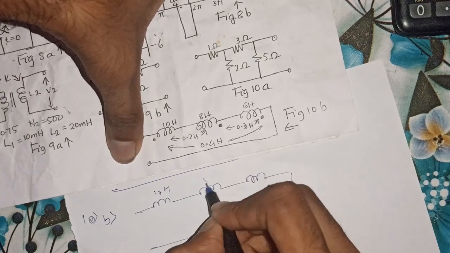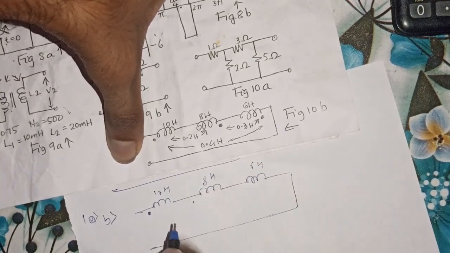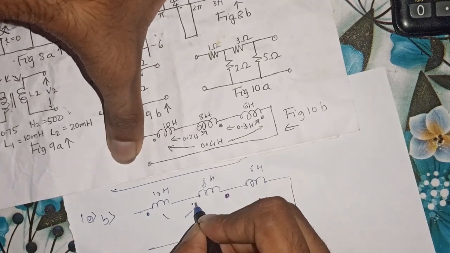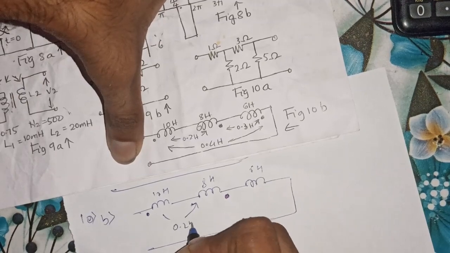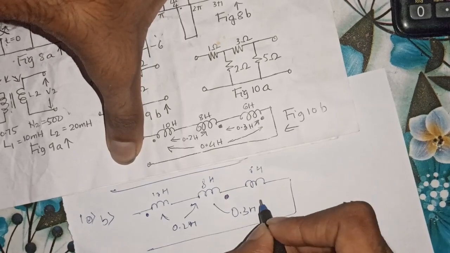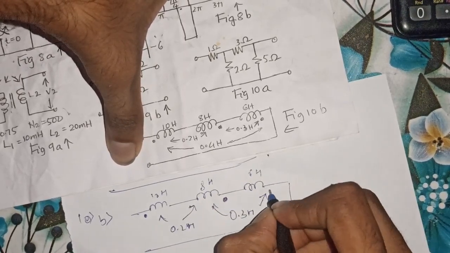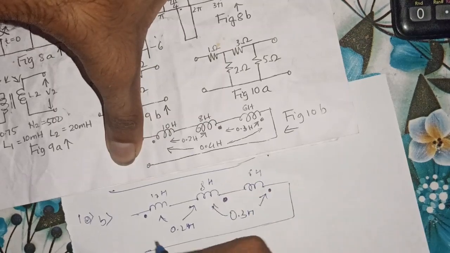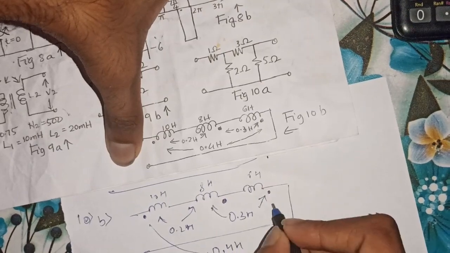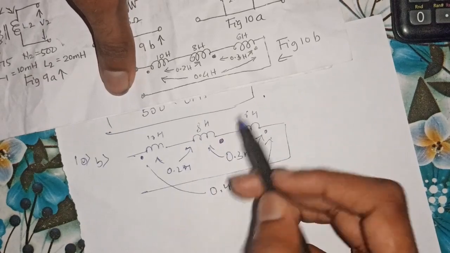Which is 10 Henry, 8 Henry, 6 Henry. Oh, sorry. The dot terminal is at this position. 0.2 Henry. And the linking inductance between this coil 2 and coil 3 is 0.3 Henry. Similarly, the dot terminal is placed at the last of this terminal, and the linking inductance between this coil 1 and coil 3 is 0.4 Henry. So I have to calculate the equivalent impedances due to all these three inductance coils.